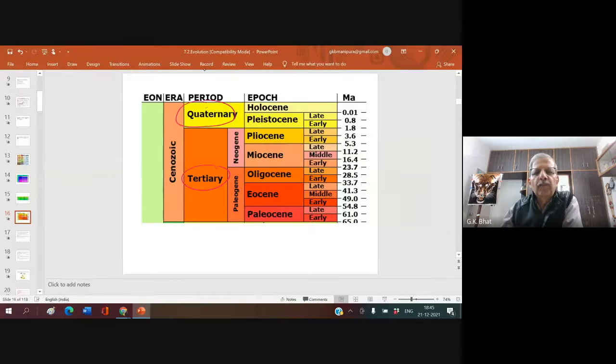And now we are here. This Tertiary period has epochs like, important, please take down the screenshot, Paleocene, Eocene, Oligocene, Miocene, Pliocene, Pleistocene, Holocene. Pleistocene and Holocene are Quaternary. So these are all epochs of the Tertiary period, from Paleocene to the Pliocene.